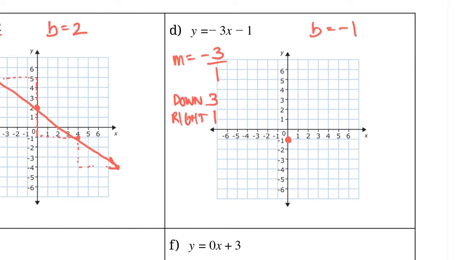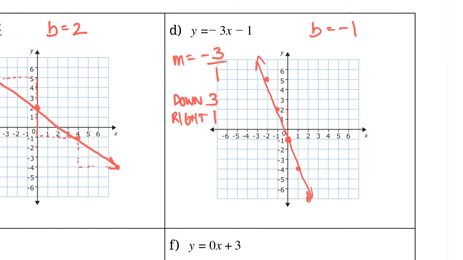So from this point, I'm going to go down 3. Oops, let me zoom in there. Down 3, right 1. There we go. To go the opposite way, I go up 3, left 1. And I should get points that look something like that. There we go.